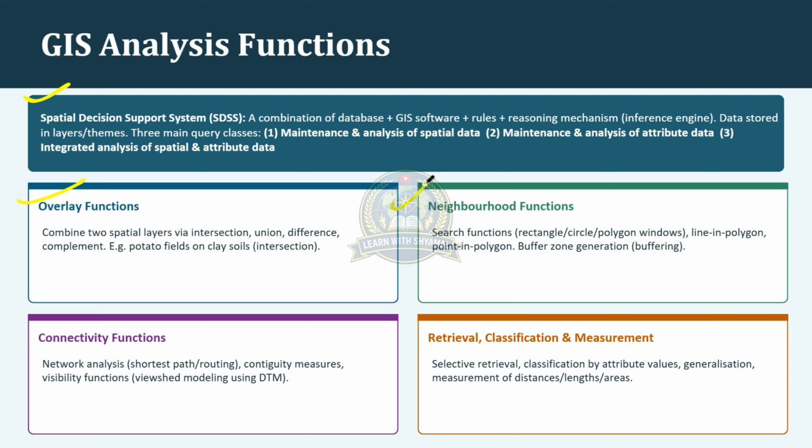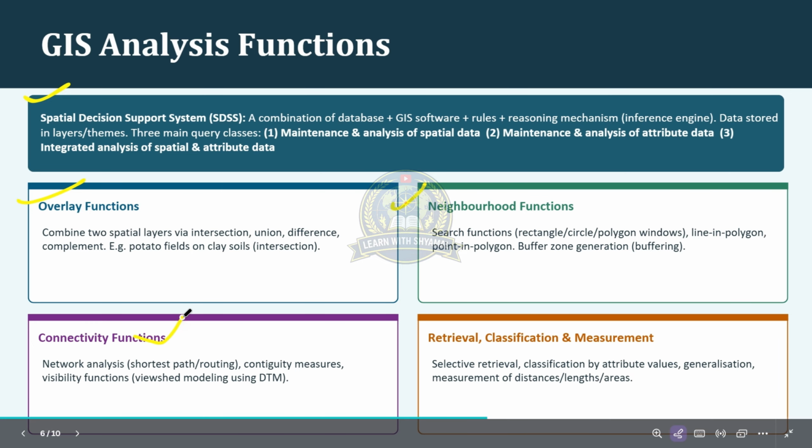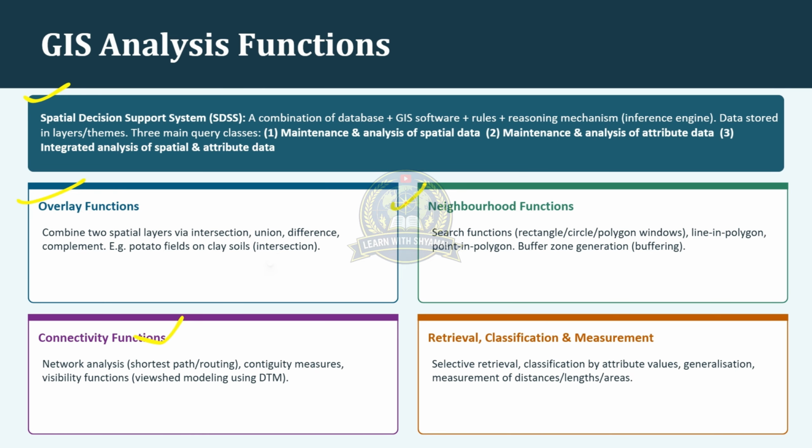Neighborhood functions: search functions, rectangle, circle, polygon and windows, line in polygon, point in polygon, buffer zone, generation in buffering. Connectivity functions: network analysis, shortest path routing, contiguity measures, visibility functions, viewshed modeling using DTM, digital terrain model. Retrieval, classification and measurement: selective retrieval, classification by attribute values, generalization, measurement of distances, lengths and areas.